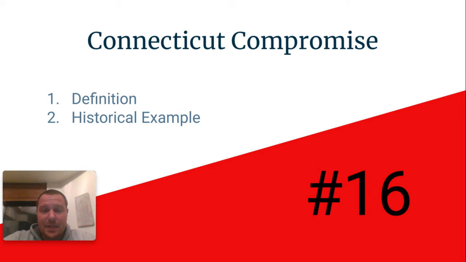However, after several days of arguing, the Connecticut Compromise was proposed. And in the Connecticut Compromise, the authors called for a bicameral legislature. In other words, a legislature with two houses. One of those houses would be called the House of Representatives, and the other would be called the Senate.